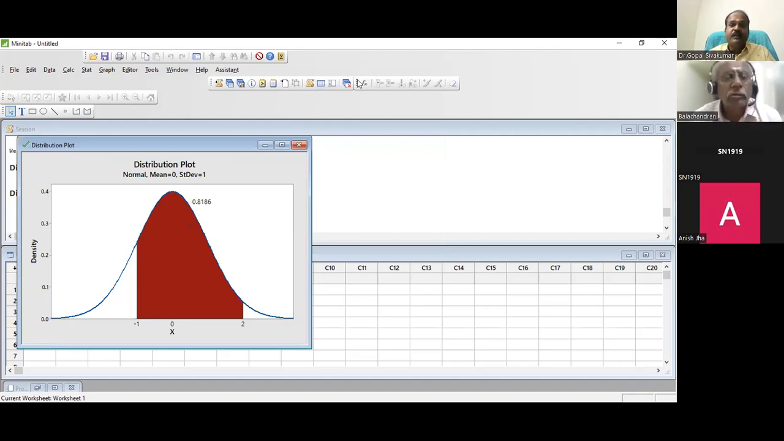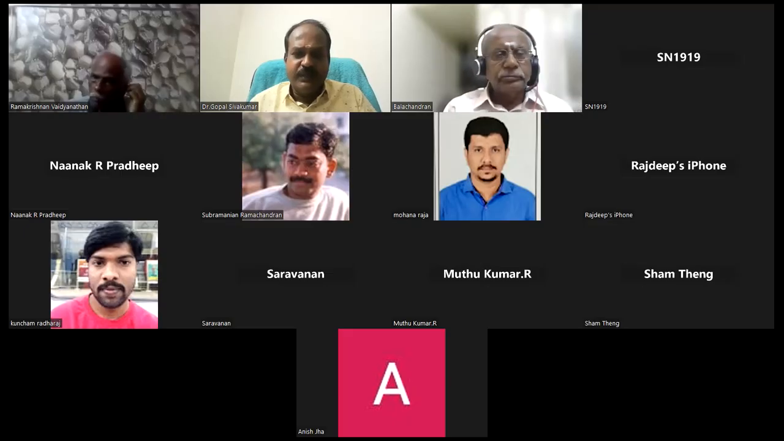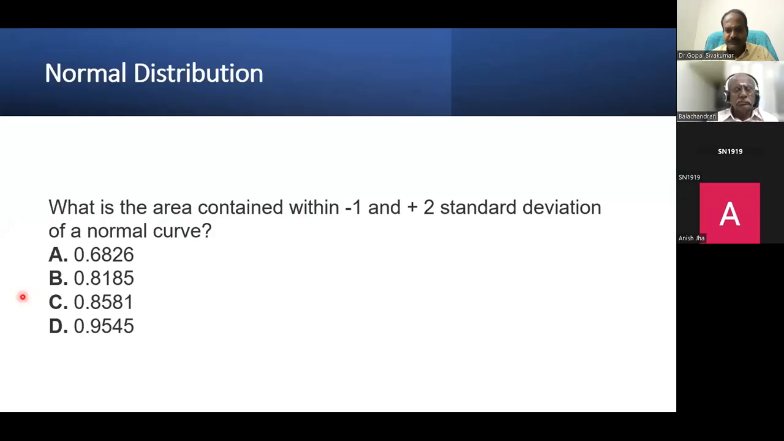Fantastic. Thank you. So likewise, there are many features. One by one, you can master it. So this question, I hope all of you can now solve. The -1 can be any number, +2 can be any number. Now, hundreds of questions can be asked in this model. And all 100 questions you will be able to answer if you know how to use a particular feature in Minitab. All of you are with me on this? Yes.